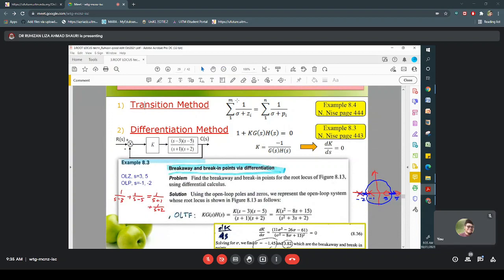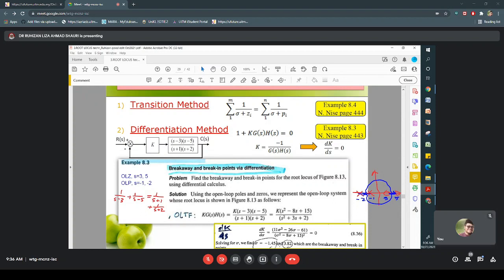Any questions so far about the break-in, breakout using the transition method? Okay, so 3.82 should be the break-in, right? Yes, the break-in. You can see that both points need to be used.